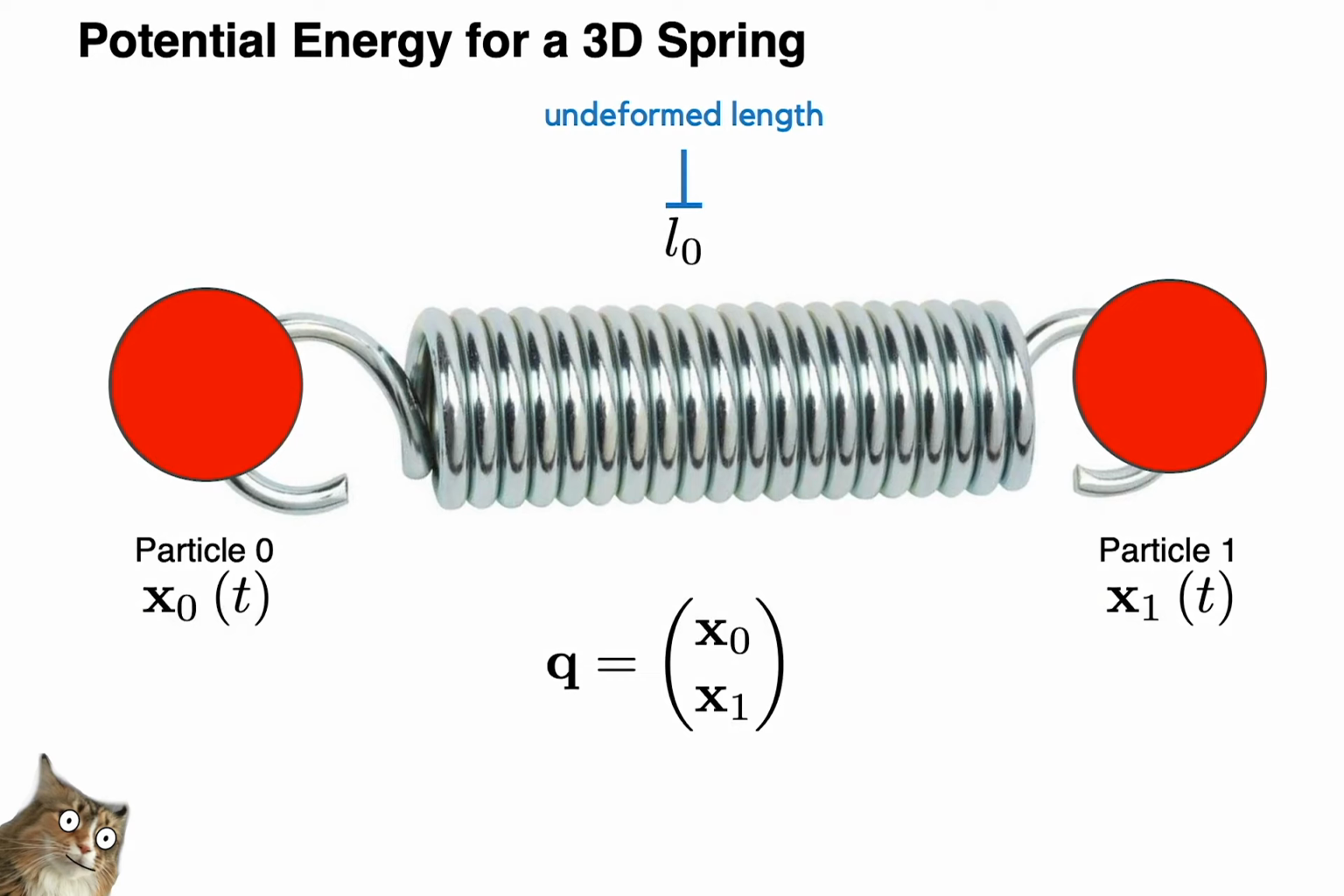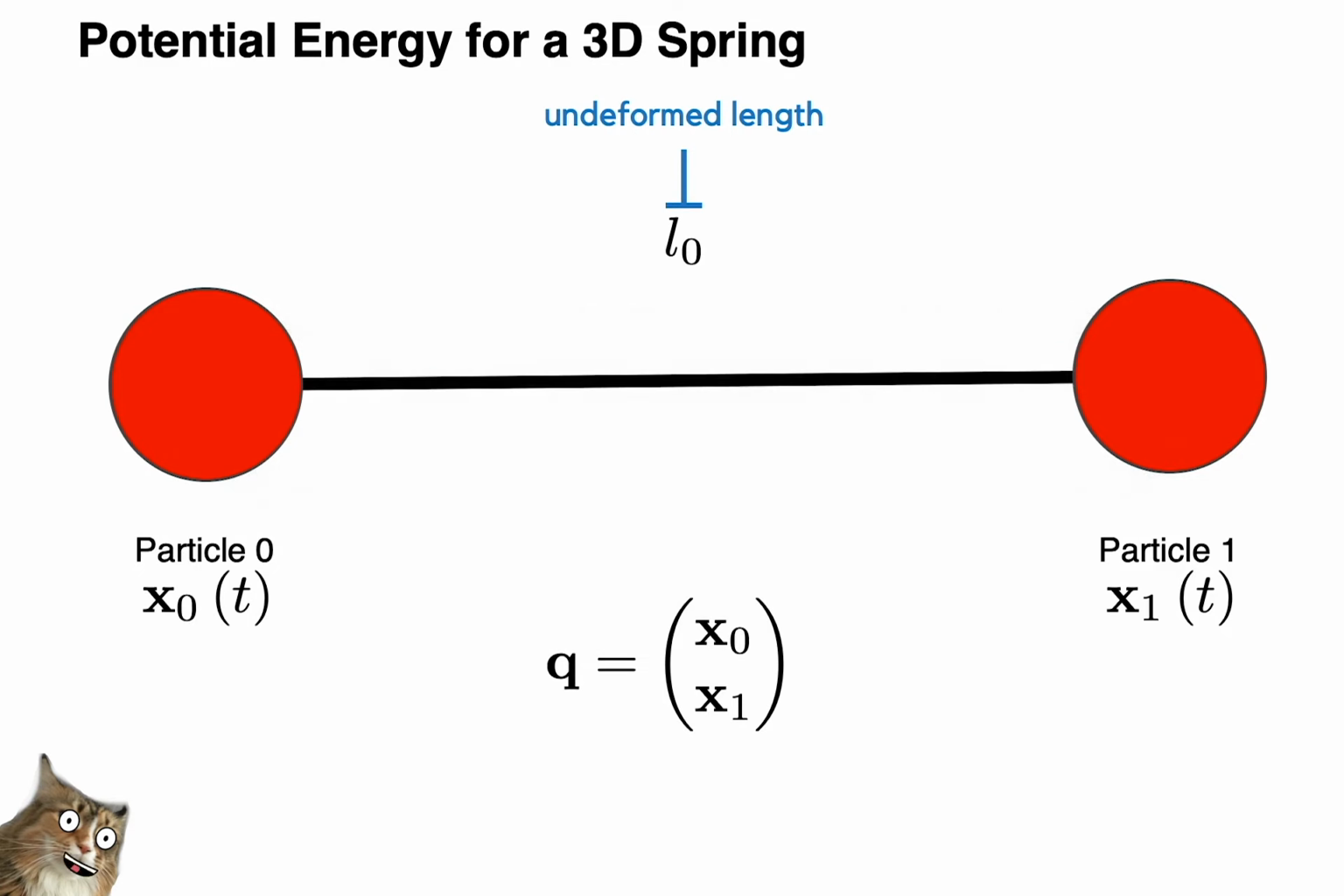Okay, up until now, I've been using this fancy picture to visualize our spring. In actual fact, we are going to represent it as something much simpler: a line that connects the center of our two particles. The initial length of this line will be L0, and we will keep the same generalized coordinates and velocities.